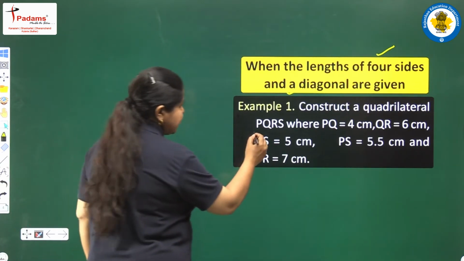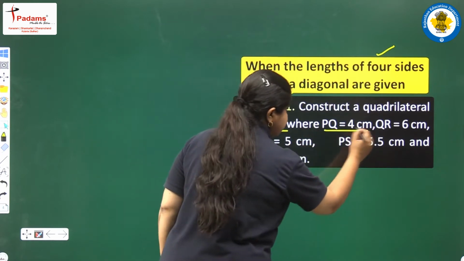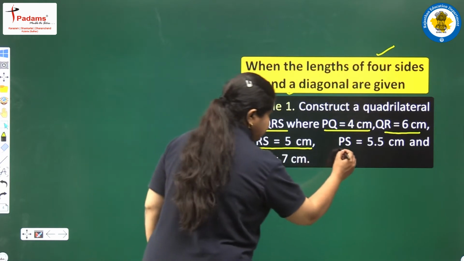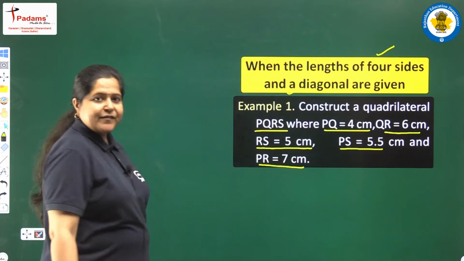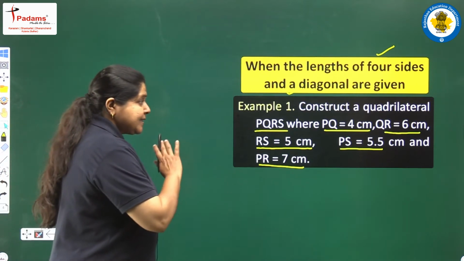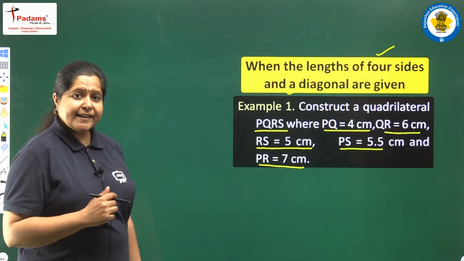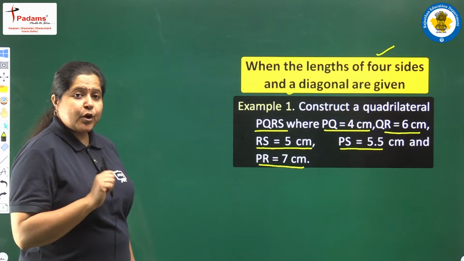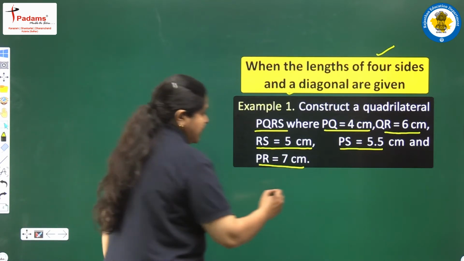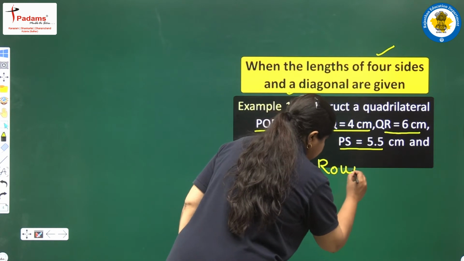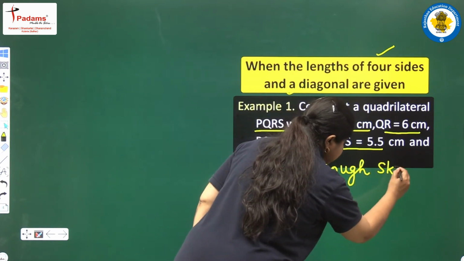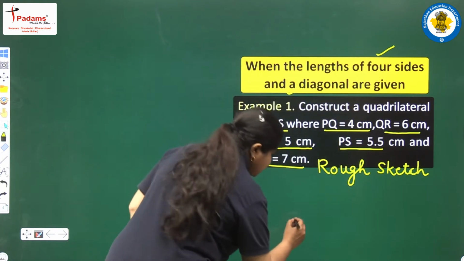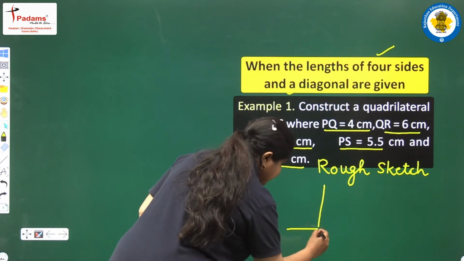Construct a quadrilateral PQRS where PQ is given to be 4 centimeters, QR is 6 centimeter, RS is 5 centimeter, PS is 5.5 and PR is given to be 7 centimeters. Now, just simply reading the question does not give us any idea of how this construction can be done. To get this idea, first we need to draw its rough sketch. Let us draw it. This sketch is drawn simply with the help of a scale and pencil without taking the actual measurements. It is just drawn roughly to give us an idea of the main figure.